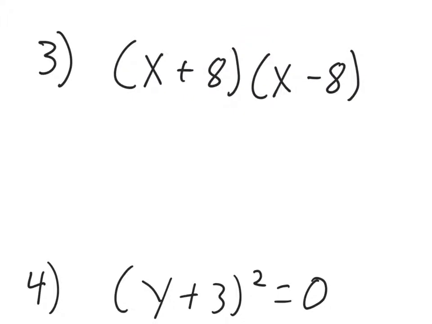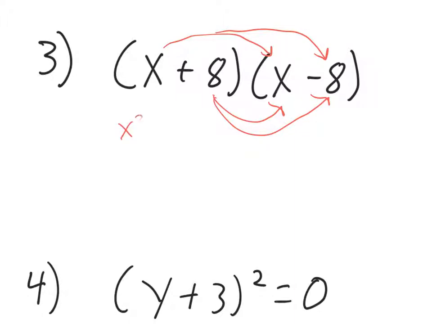Number 3 is asking us to find the product of x plus 8 times x minus 8. This is kind of a neat one because watch what happens. I'm going to distribute the x and the 8. Let's start with the x. x times x, we'll get x squared. x times negative 8, I'll get negative 8x. Then for the next one, 8 times x is positive 8x, and then 8 times negative 8 is negative 64.